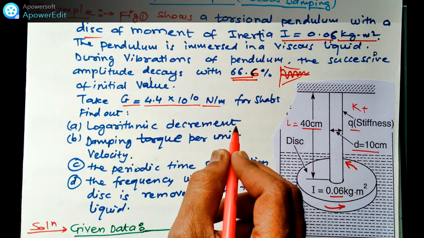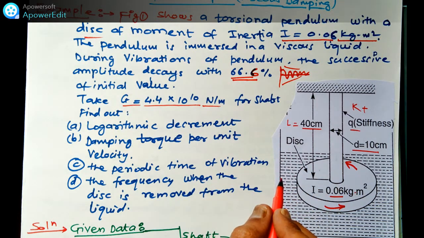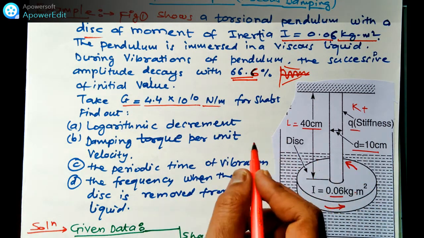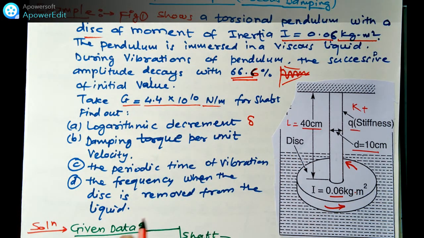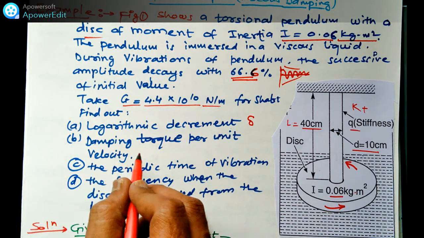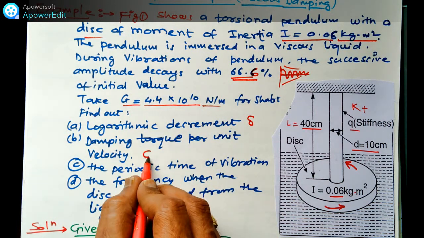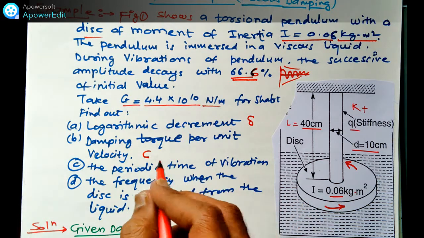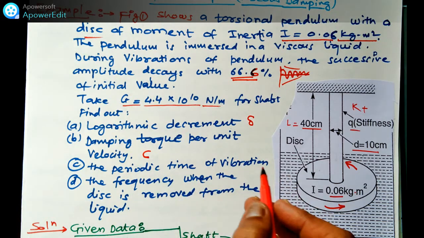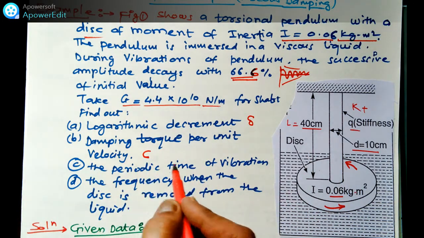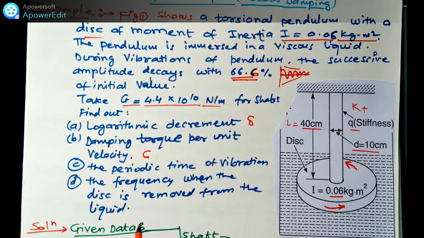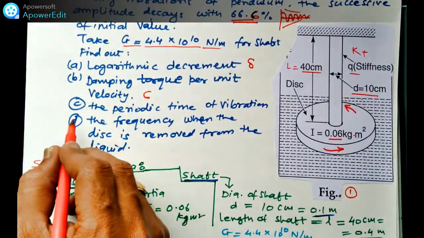We have to find out the logarithmic decrement, delta. We have to find the value of delta. After that, the damping torque per unit velocity, that means the damping coefficient C, we have to find out, because this is a torsional pendulum. It creates a torsional vibration, so we have to find the damping torque per unit velocity, this C.